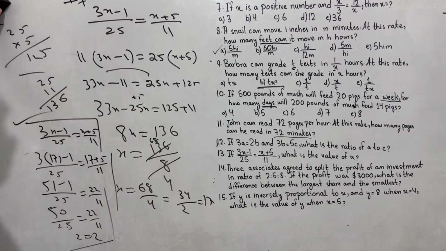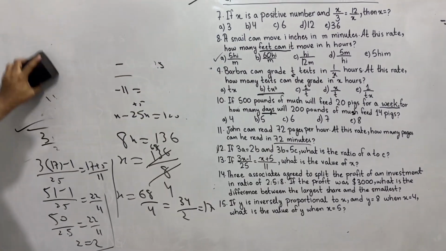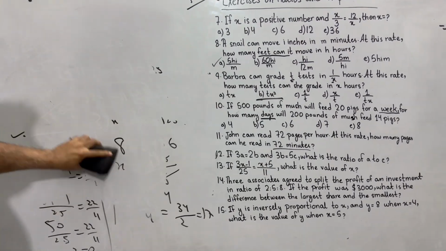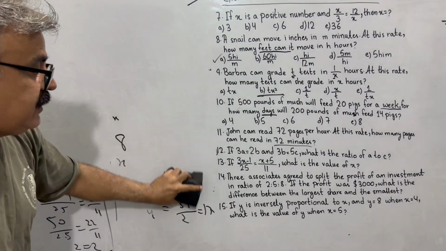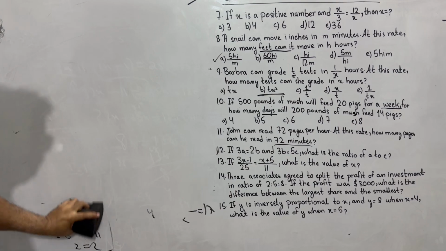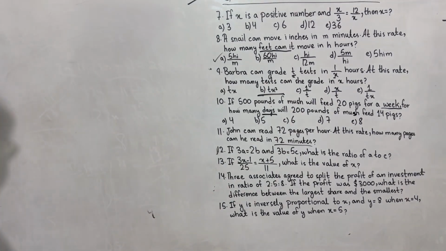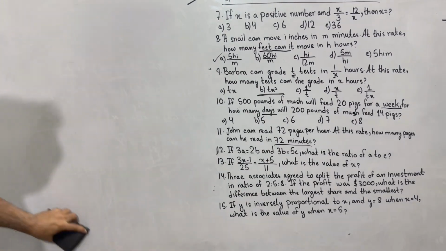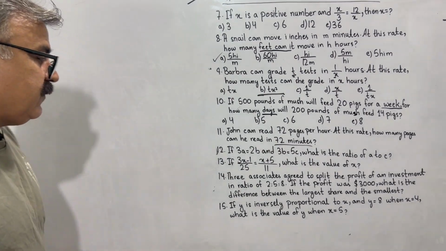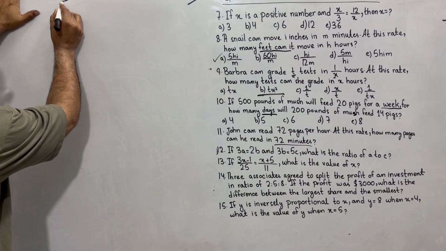Okay, moving towards the next question, question number 14. 3 associates agreed to split the profit of an investment in the ratio 2 ratio 5 ratio 8. If the profit was $3,000, what is the difference between the largest and the smallest share of the profit?